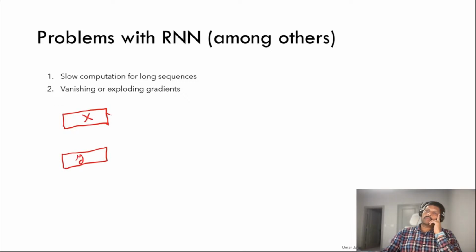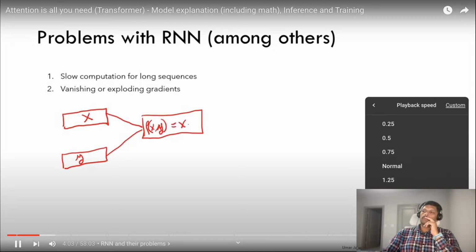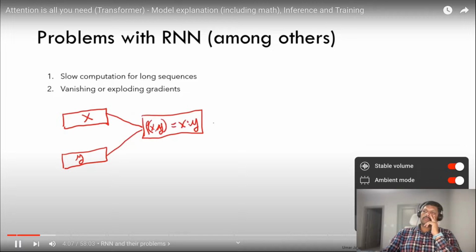Our computational graph first, let's say, multiplies these two numbers. So we have first a function, let's call it f of x and y, that is x multiplied by y. And the result, let's call it z, is given to another function. Let's call this function g of z, which is equal to, let's say, z squared.